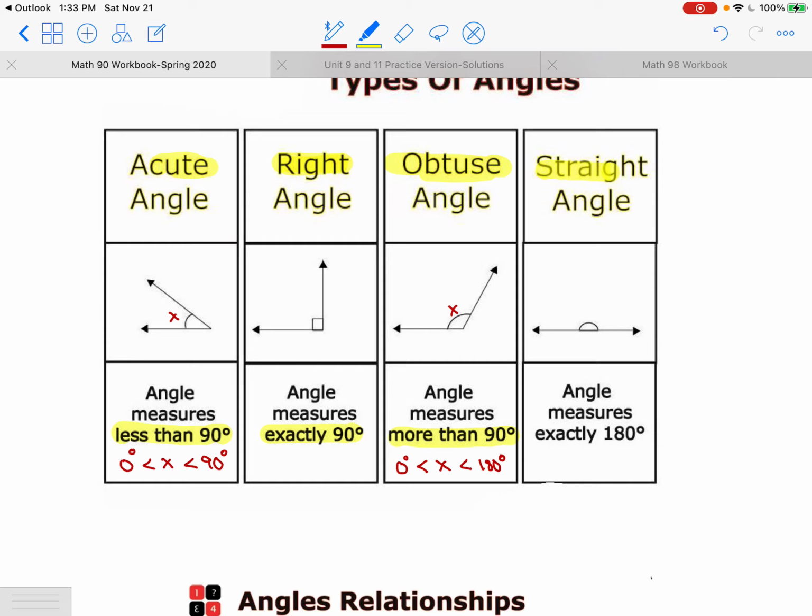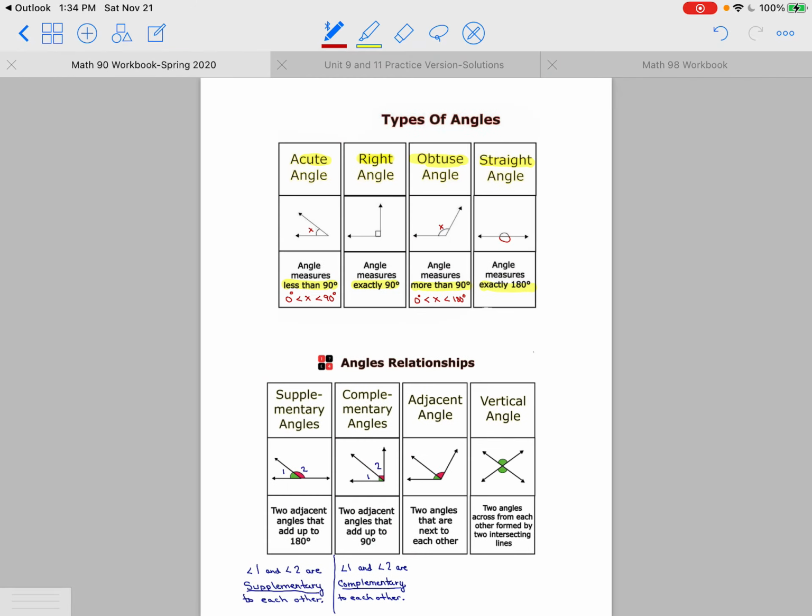And as I alluded to before, a straight angle is exactly 180, and we can see that, right? This is half a circle. We can show it's a half circle because if we did the same thing on the other side, we would have a full circle. Not that my semicircle looks like a circle, but you guys get the point. All right, so those are some types of angles that we're going to be talking about.